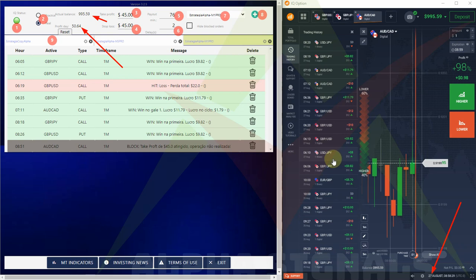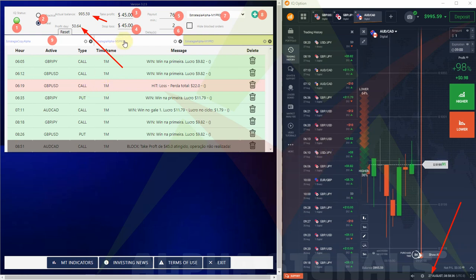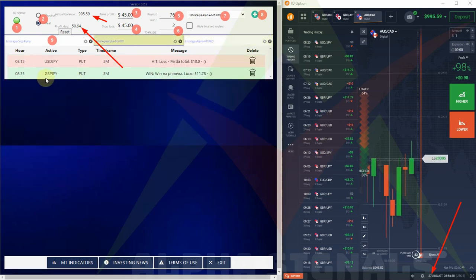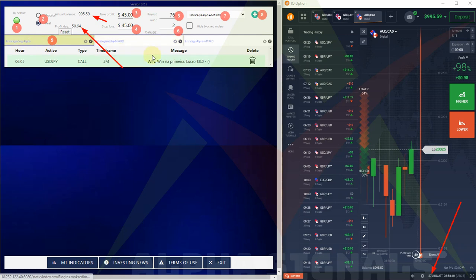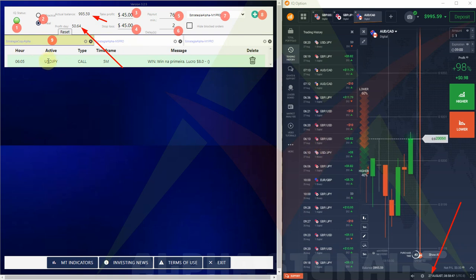Where are we? USDJPY. It won a nice trade that went in. So I can go through all of these and you'll be able to see back to back that everything I'm showing you is reflected on the system as well. So this is the USDJPY.